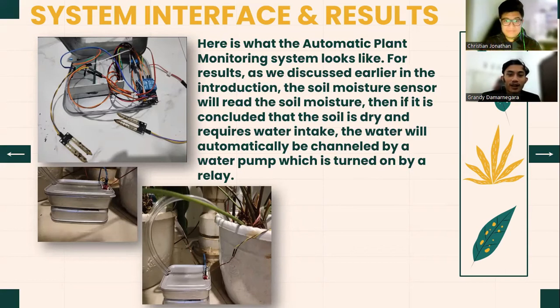For the result, as we discussed earlier in the introduction, the soil moisture sensor will read the soil moisture. Then if it is concluded that the soil is dry and requires water, the water will automatically be channeled by a water pump which is turned on by a relay.